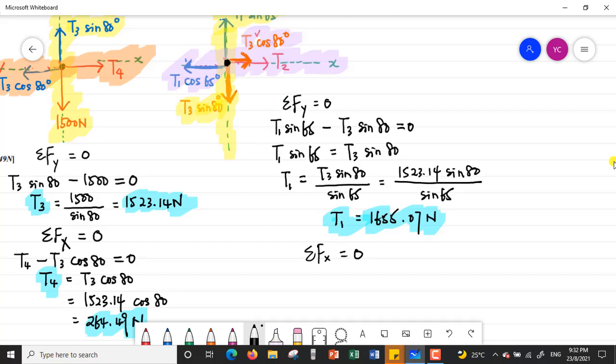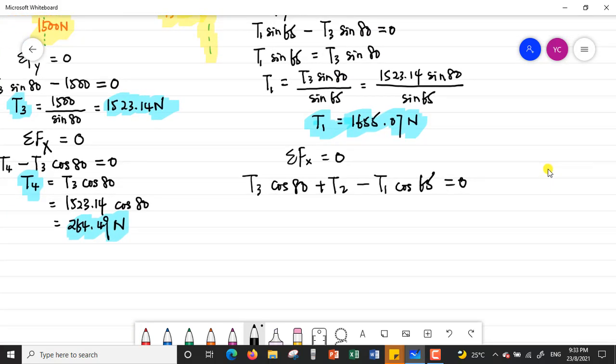Okay, so kita ada T3 cos 80 plus T2. Dua-dua ni positif sebab dua-dua ni hala ke sebelah kanan. And then, T1 cos 65 tu negatif lah sebab dia pergi ke sebelah kiri. So, minus T1 cos 65 equal to 0. Okay, dan kita boleh masukkan nilai.